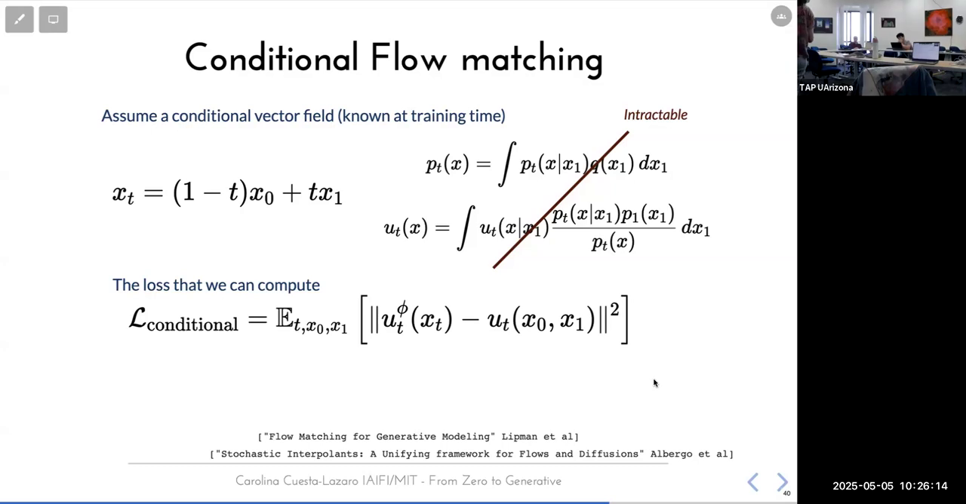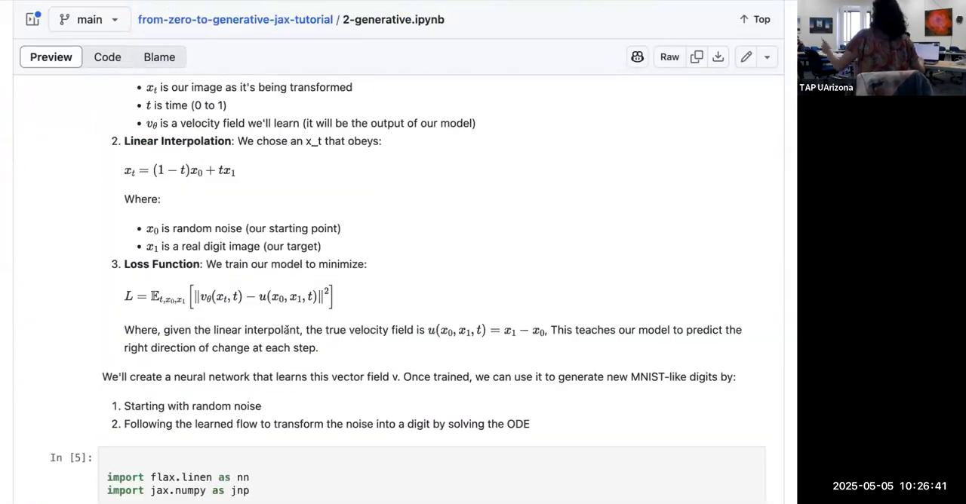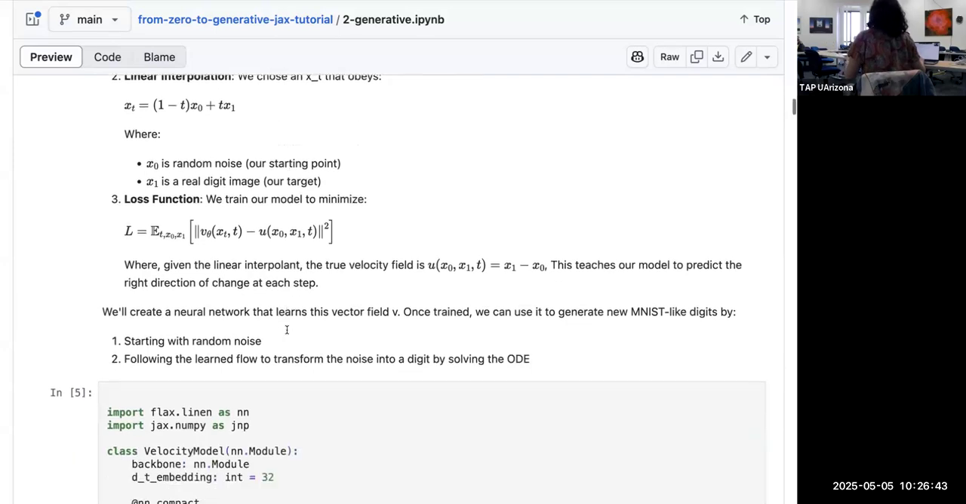What we do in practice, and it works very well, is when you sample your batch of examples of X1s, you also sample the same number of X0s and the same number of T's between 0 and 1. So for each batch, you get a set of images, for instance, and you will sample a set of X0 and a set of T's of the same size. Assuming X0 is Gaussian. So X1 is your data.